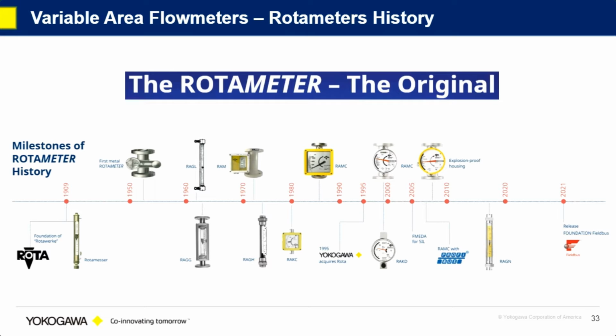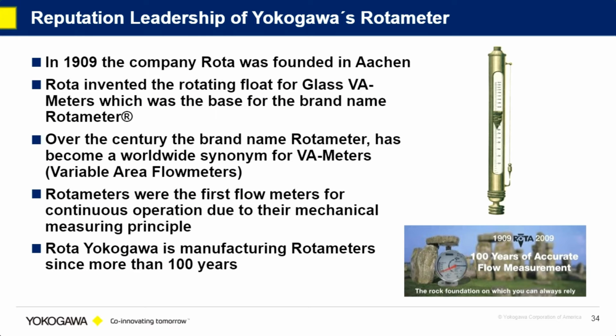Since then, we've made some enhancements to give you HART with an analog output, Profibus, Foundation Fieldbus, and explosion-proof offerings as well. So again, Rota was the founding company of the so-called rotometer, variable area meter. But today, most people know this as a rotometer. And it's just the brand name of the product that we have, and it's part of the Yokogawa family.